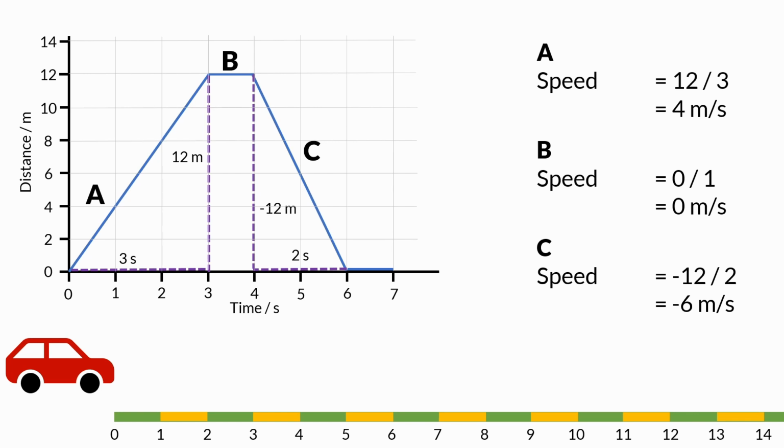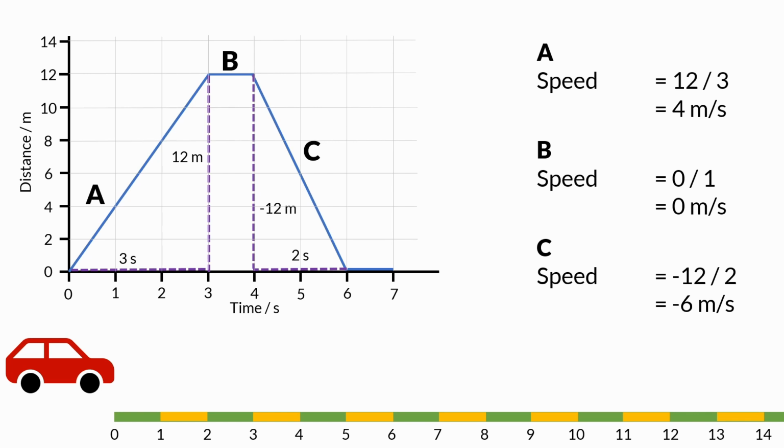But we can see that if a graph is going upwards in this case, as in section A, the car is moving forwards. As it comes backwards, the graph's going to go downwards, as in section C. Section B, graph's horizontal, car's not moving. There's also a little bit at the end between 6 and 7 seconds. The car was stationary there as well. It's also horizontal.